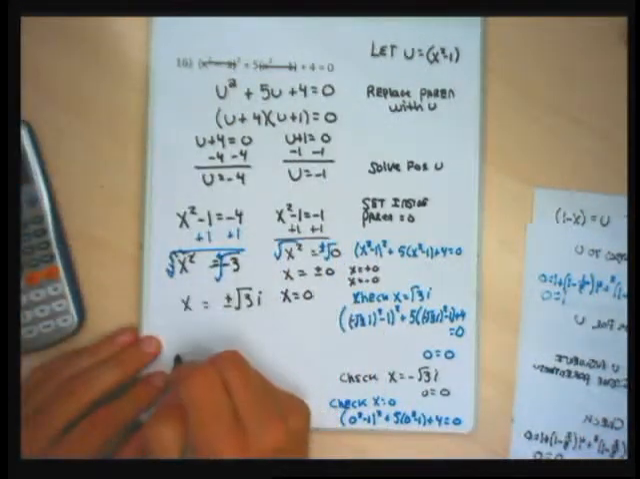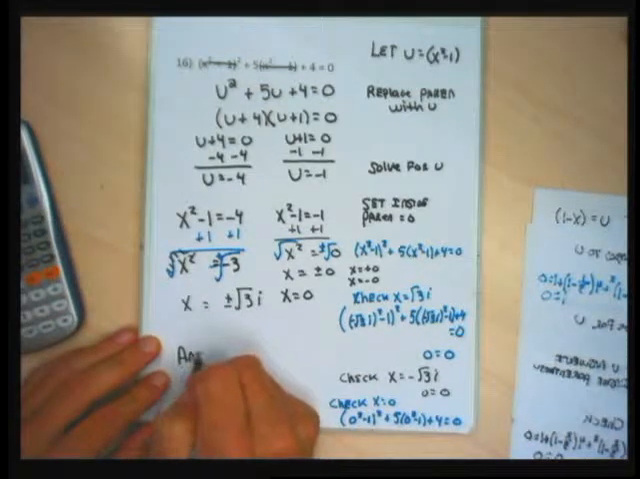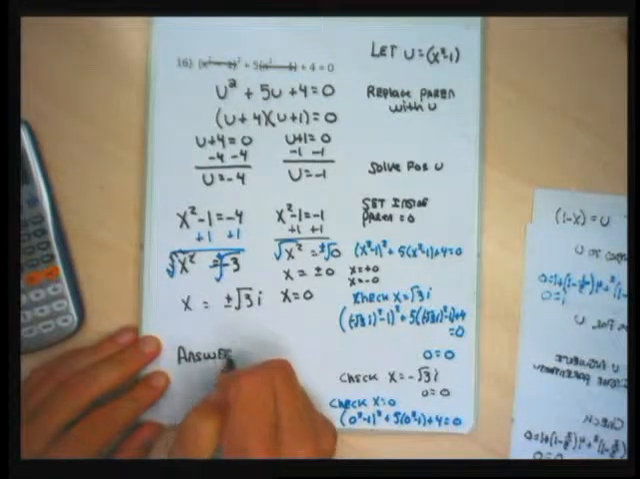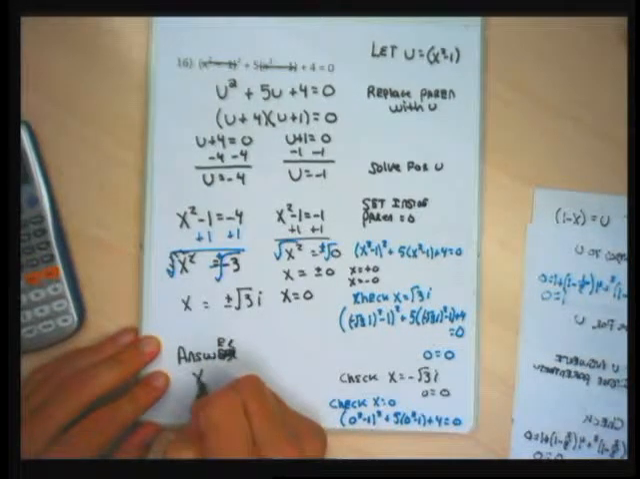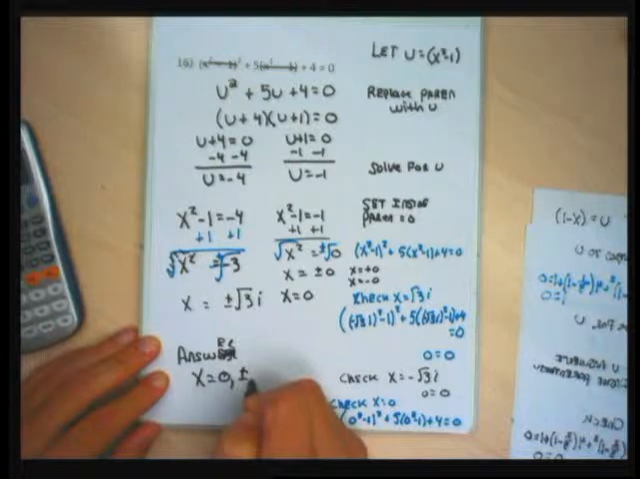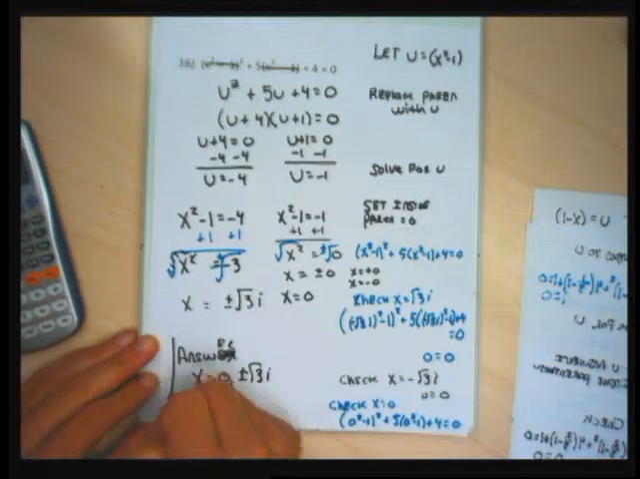And I'm going to write my answer just how it looks above. Answer: x equal to 0 and plus or minus the square root of 3 times i.